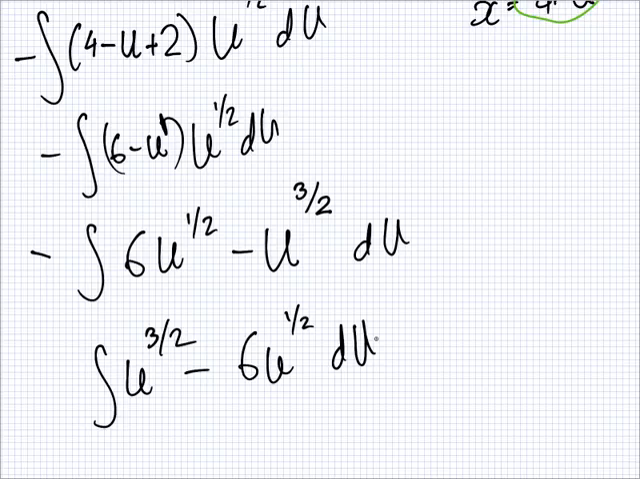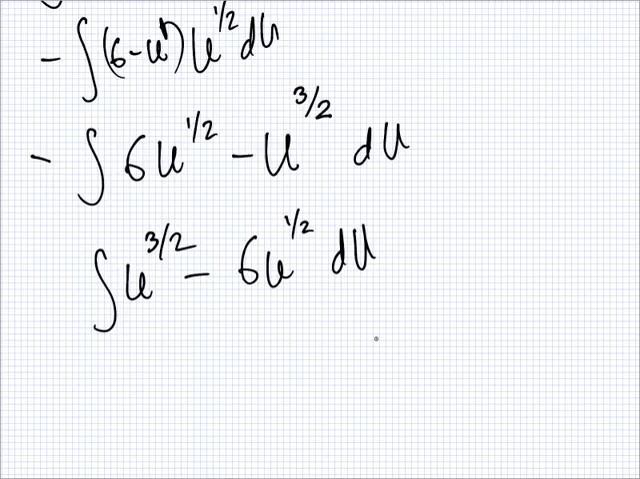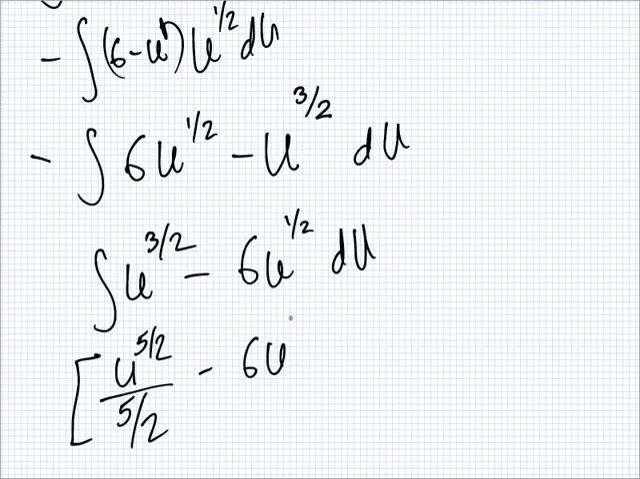Now I can integrate. What's the rule here? Add 1 to the power and divide by the new power. So this one here, what's the power now? Yeah, 5 over 2 over 5 over 2, and this one 3 over 2 over 3 over 2.